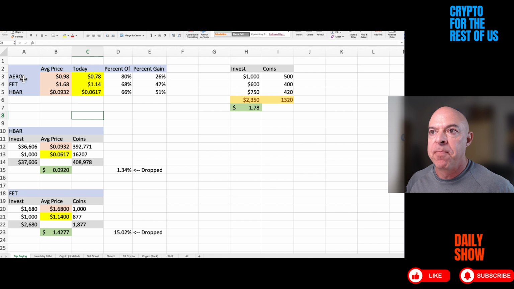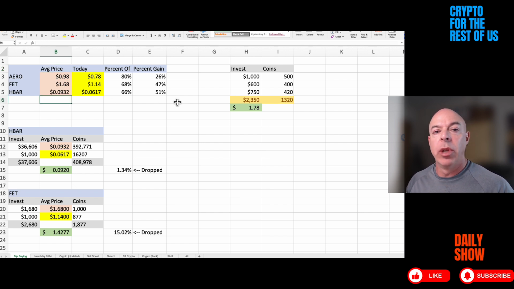Okay, first thing. Here's my example. I've got three projects here: Aerodrome Finance, which is DeFi, Fetch, which is AI, and Hedera, HBAR, which is pretty much a catch-all. These are my average prices. If you use something like Coinbase, you can look, and even though you may have made purchases over a long period of time, it'll tell you what your average price is.